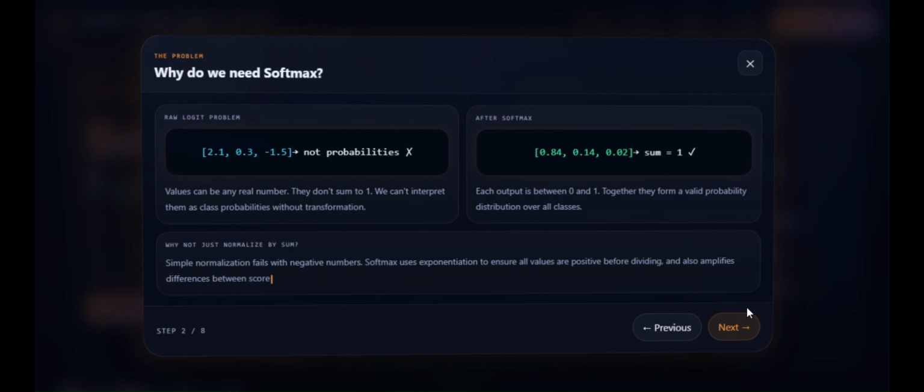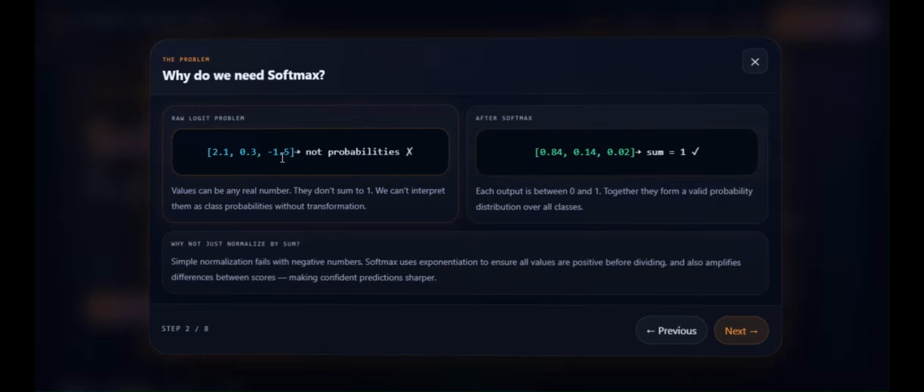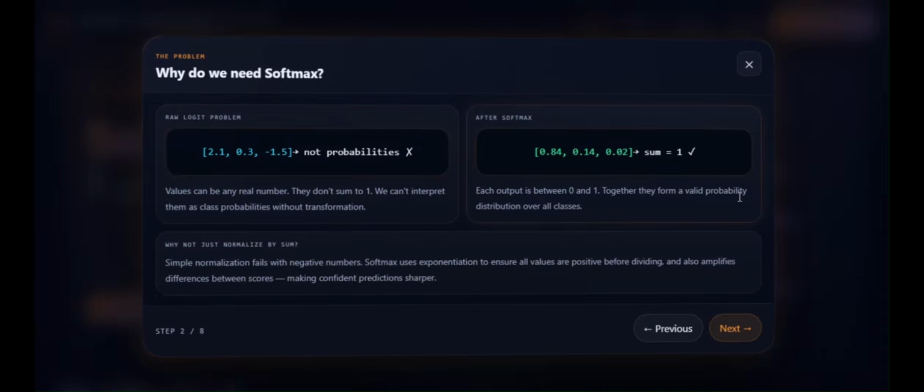Neural networks produce raw values called logits, such as 2.1, 0.3, and negative 1.5, like here. These values are not probabilities because they can be negative, and they do not sum to 1. We need a method to transform these outputs into meaningful probabilities. That is exactly what the softmax function does.